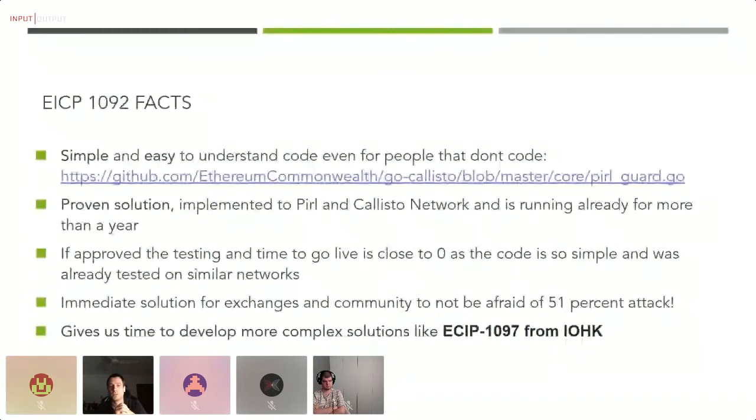That solution is already implemented in Pirl and Callisto, and in 6 or 7 networks too. It's been running for 2 years now, and it was developed in response to this 51% attack that we got.